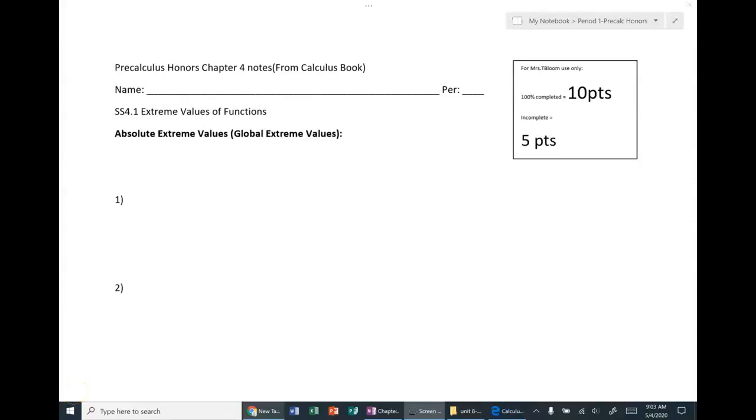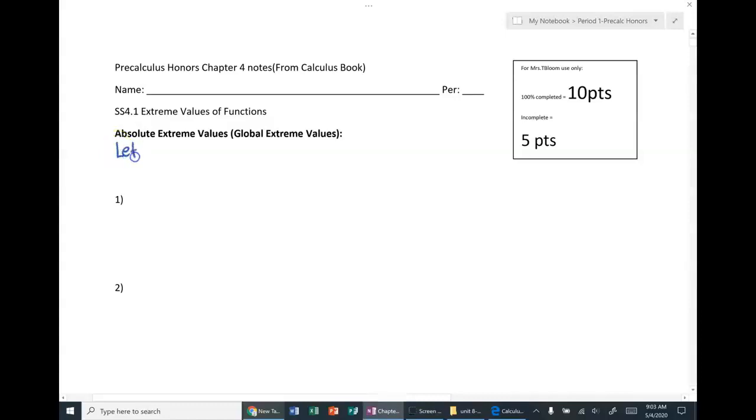Hey guys, all right, so this is a brand new chapter. We're going to start with 4.1, extreme values of functions. Our first definition is absolute extreme values, or some textbooks will call it the global extreme values.